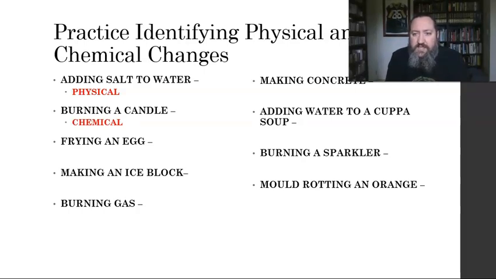So I'll go through the rest of these a little bit quicker. Frying an egg, that is a chemical change. You can't unfry it, you can't reverse it by putting it back in the fridge. Making an ice block, that is physical though, because it happens when it gets cold, and then when it gets warm again, it melts once again, so it reverses that process. Burning gas, that is chemical. Making concrete is chemical, as we already saw.